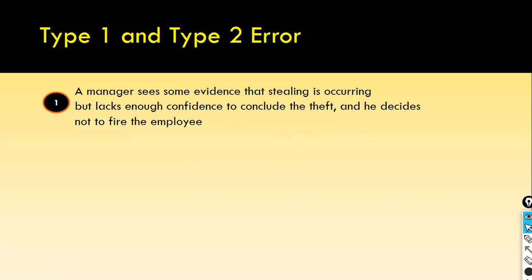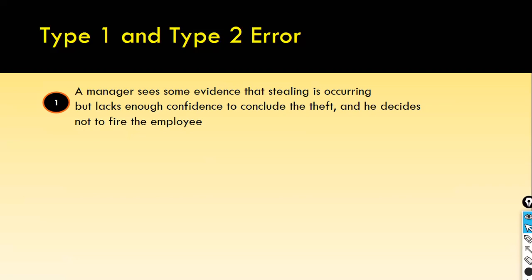The actual result is the employee is actually stealing, but the manager does not have enough confidence to conclude the theft. Hence, he did not fire the employee. Firing the employee is sending him out. He could not send him out. Here, what is the error? The null hypothesis that he is not stealing is falsely accepted due to lack of evidence. Falsely, we are accepting the null hypothesis because we don't have enough evidence.